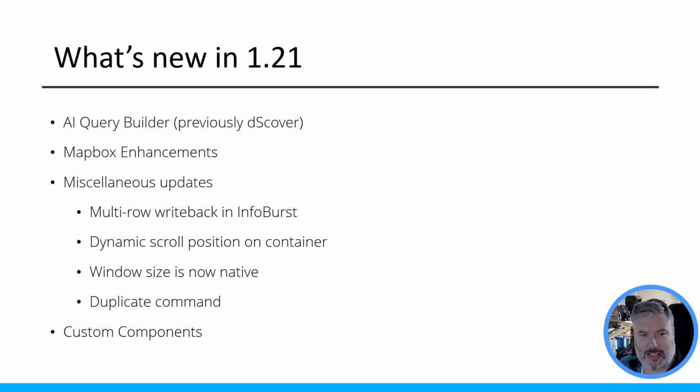We'll also have a look at some of the miscellaneous updates regarding Infoburst database, multi-row writeback, dynamic scroll position within canvas containers, the moving of the window size add-on to becoming a native component control, and some changes to the duplicate command as well. And at the end, we'll jump into what is our flagship feature in this version of Squirrel, which is the new custom components features.